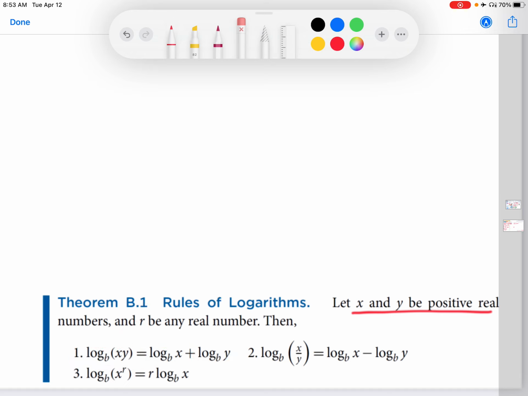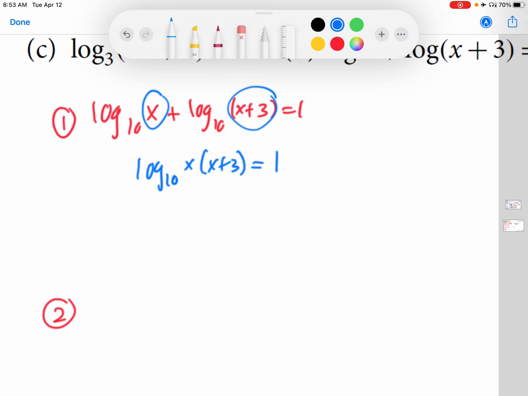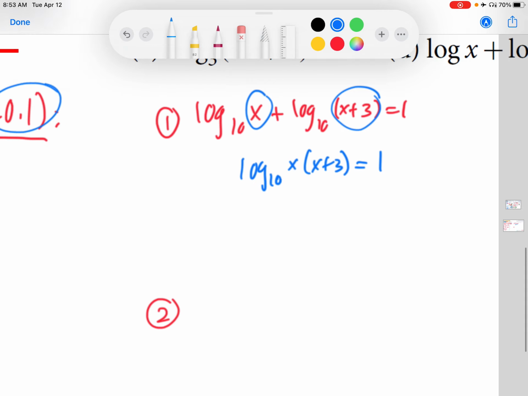So we can also use any of these rules in the opposite order. If I have the sum of 2 logarithms and they have the same base, I can turn that into the logarithm of their product. So that's what I'm going to use here. Scrolling back up, I have a sum of logarithms with the same base, so I can turn that into a product. So I can say this is log base 10 of the product of the arguments, x times x plus 3. And that still equals 1. And now we're kind of back to some of those useful facts. So I'm going to scroll to the left.